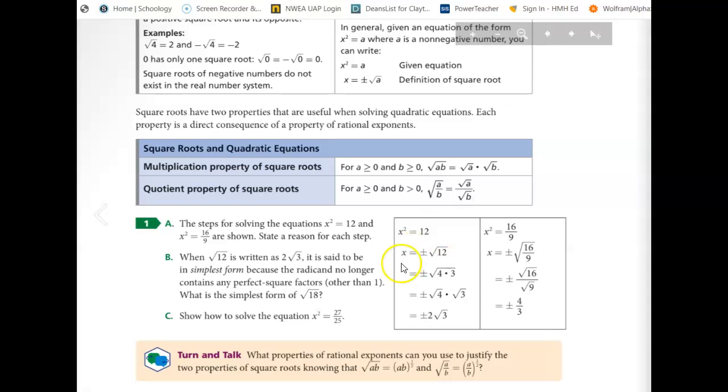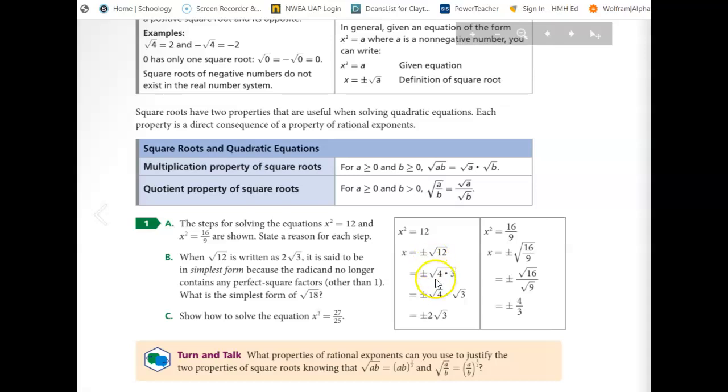So here you have x squared equals 12 and x squared equals 16 divided by 9. So let's take the square root of both sides. So this is how you get to plus or minus the square root of 12. But it is customary to rewrite these into its most simple form.